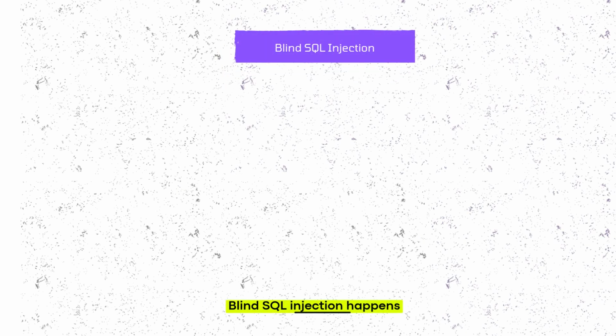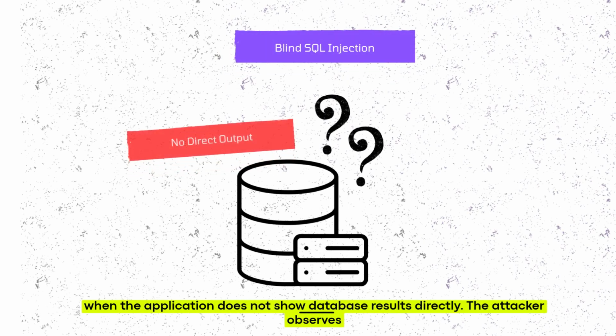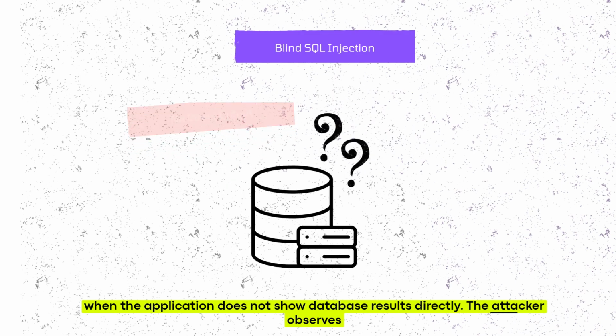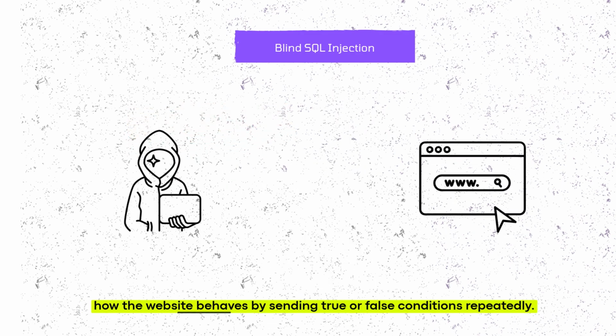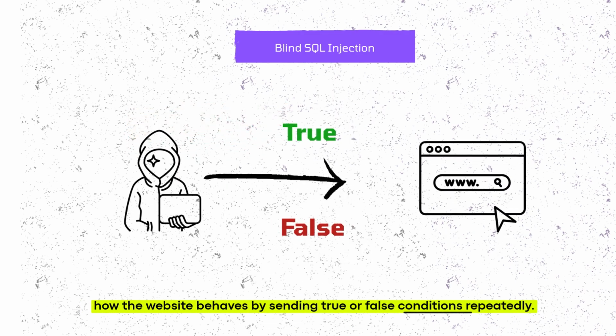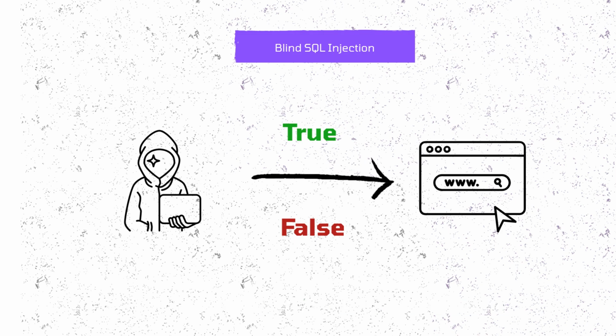Blind SQL injection happens when the application does not show database results directly. The attacker observes how the website behaves by sending true or false conditions repeatedly. The attacker can slowly infer information from the database.